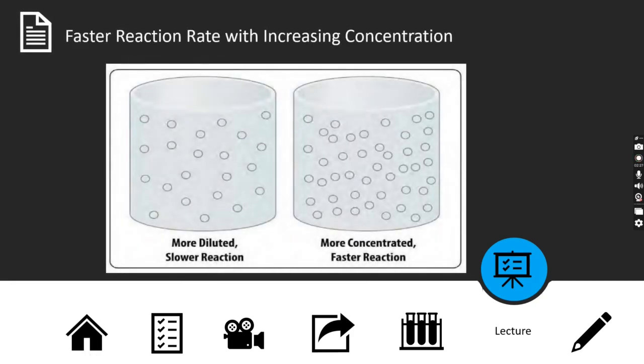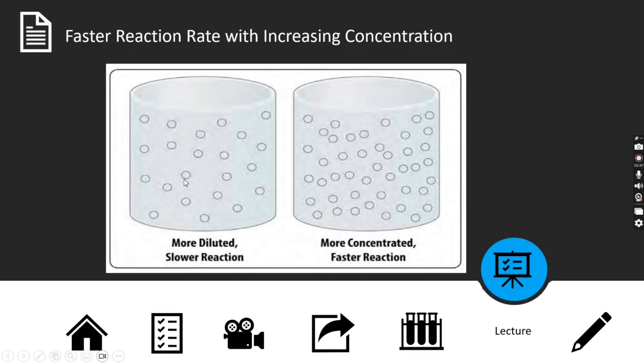Faster reaction rates with increasing concentration. So when you're talking about how fast something reacts, if something's more diluted, you have fewer particles within the same volume. Let's say these two things are 1 liter. Both have a liter. The more diluted it is, meaning the more water you've added to it, the less you have.